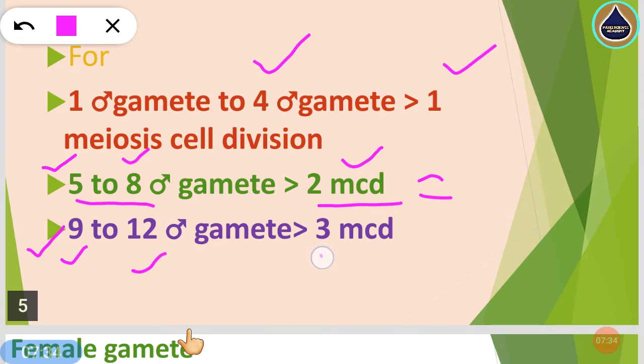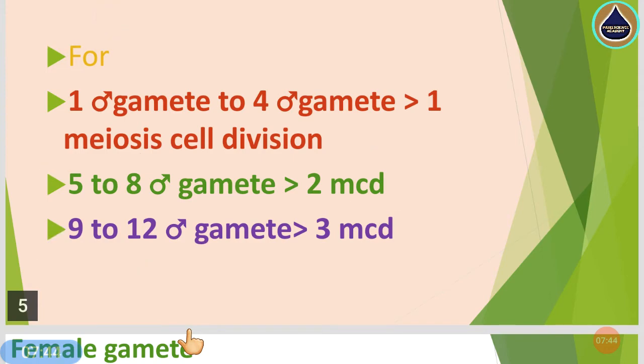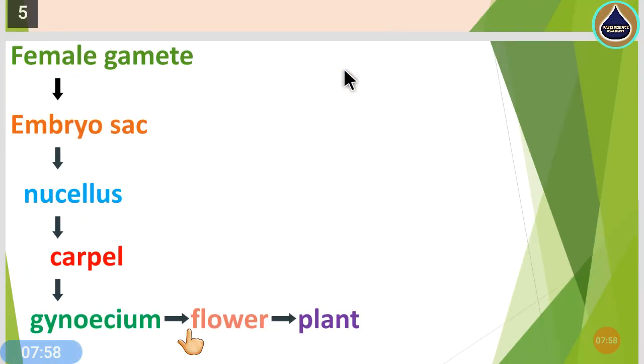male gamete, 3 meiotic cell divisions are needed, and so on. So it means it is now clear one meiosis cell division is needed for the formation of the 4 pollen grains, which will finally convert into 4 male gametes. Now we'll go for the female gamete.